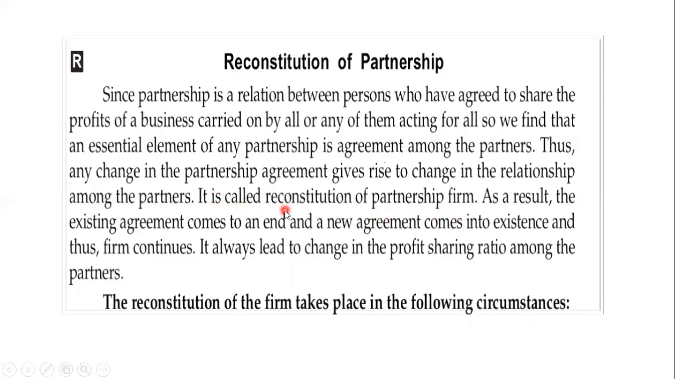So this is the point when the old agreement comes to an end and a new agreement is to be framed between the partners, called reconstitution of partnership firm. So as a result, the existing agreement comes to an end and a new agreement comes into existence and thus the firm continues. The new agreement is to be framed by the existing partners. Why? To continue the existing business. Right? So it always leads to change in profit sharing ratio among the partners.